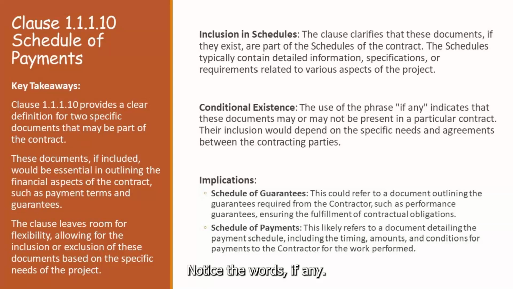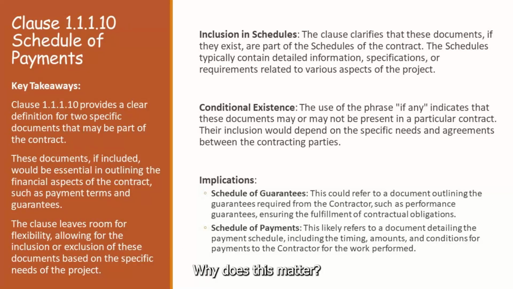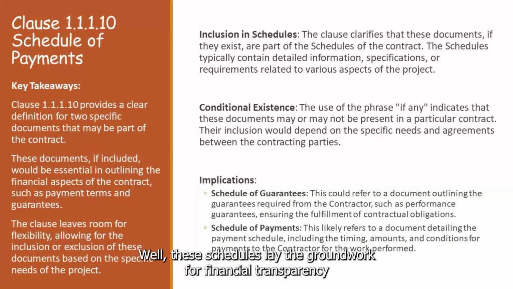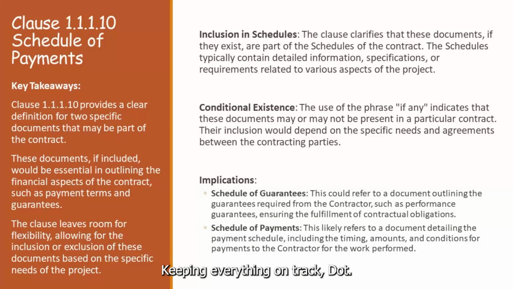Notice the words "if any." That means these documents may or may not be in the contract. It's like a customizable feature tailored to the project's needs. Why does this matter? Well, these schedules lay the groundwork for financial transparency and accountability. They're like the guardrails on the highway of the project, keeping everything on track.